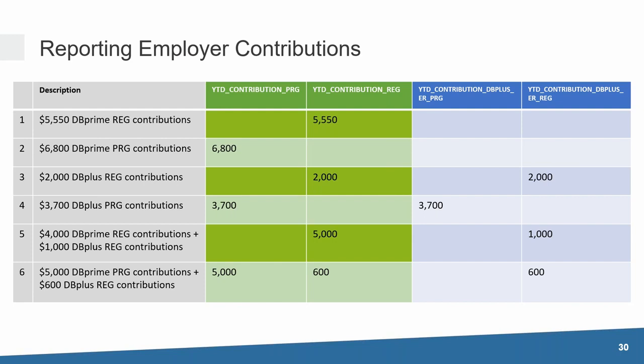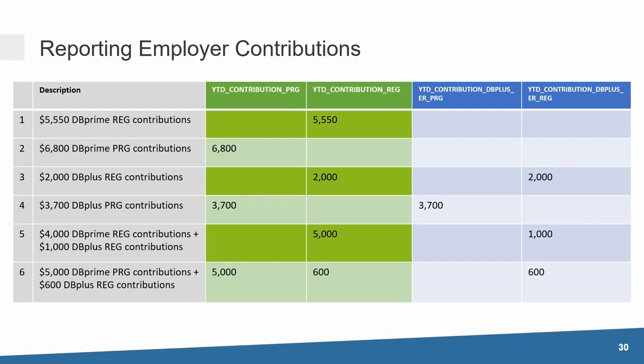The year-to-date and earnings and contributions import data file contains separate columns to report the different employee contribution amounts, such as for regular, pregnancy, and RCA, but it also has columns to report regular and pregnancy employer contribution amounts. Please note, however, only DB Plus employer contributions are required to be reported on the DCT.